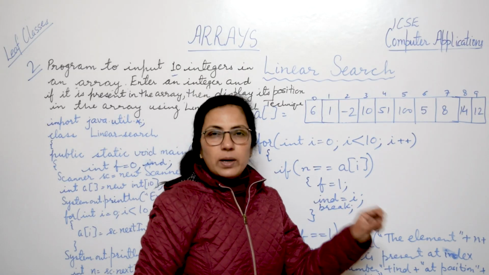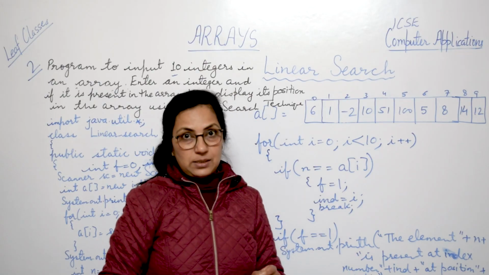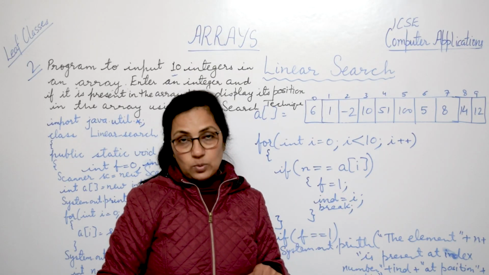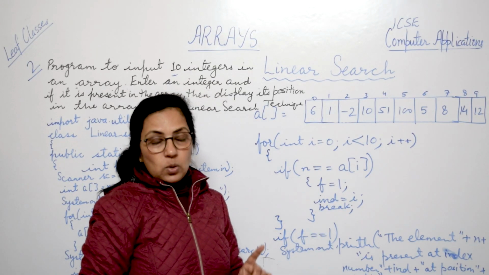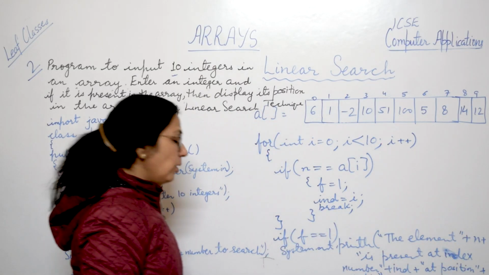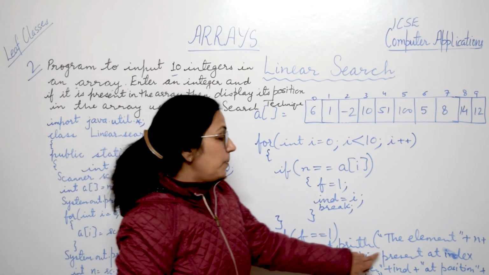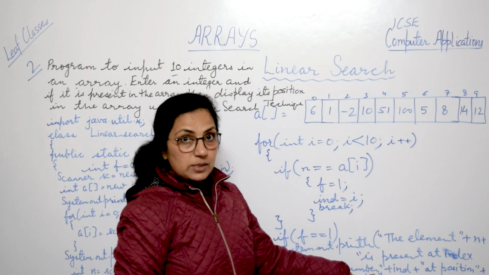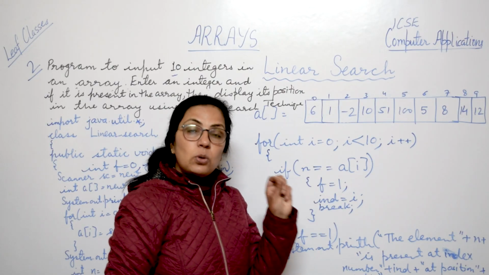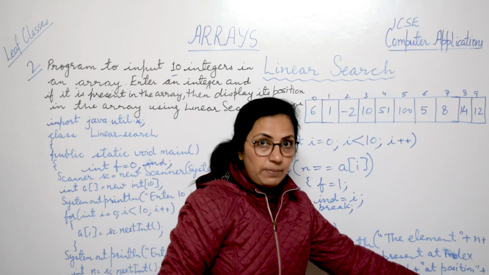The element, whatever is written within double quotes, will be displayed as it is. Any variable name or any calculation, the value of that will come, and that you don't have to enclose within any quotes. So "The element" will be displayed as it is plus n. The value of the number which you want to search, whatever you have entered, will be displayed, "is present at index number" will be displayed. ind is the variable name where I have stored the index number where that matching was found. "At position" will be displayed.